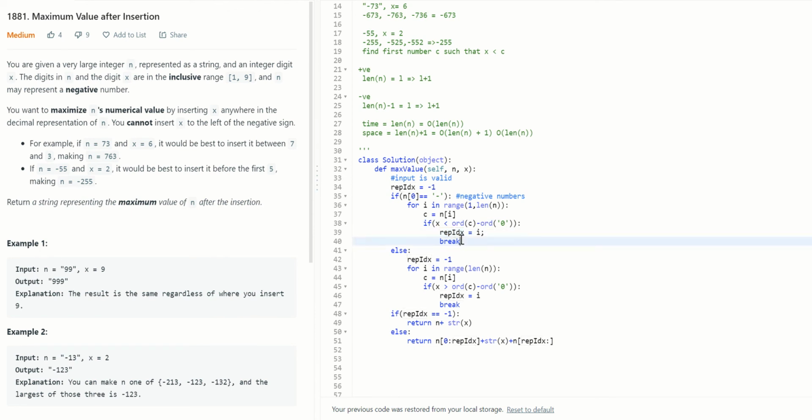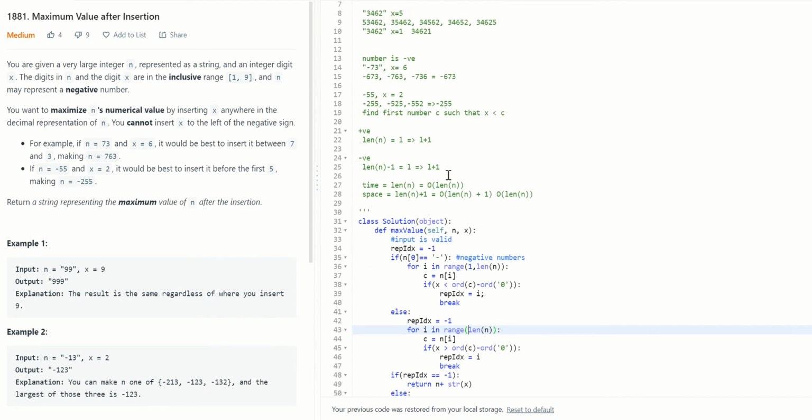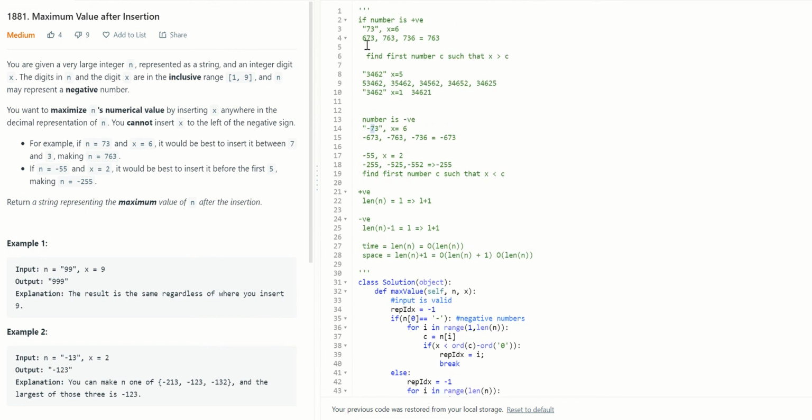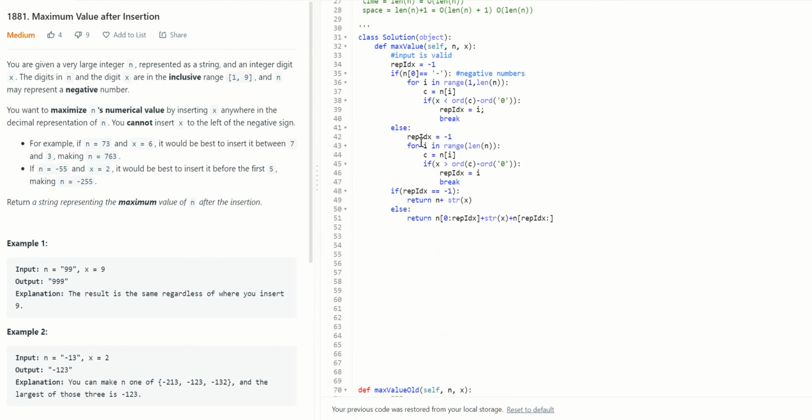All we need is just the first replacement. We know where we want to replace, the repetition index. But in the case of a positive number, all we're going to change is the logic in the for loop. So we are going from 0 to len of n. 0 is optional, so that's why we are just going to len of n. In the positive case, we will be starting from index 1, but in the negative case, we will be starting from index 0. So that's the change here.